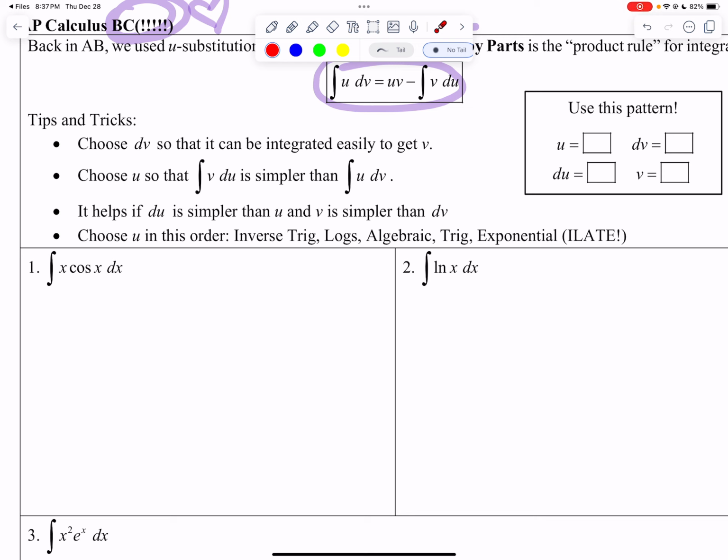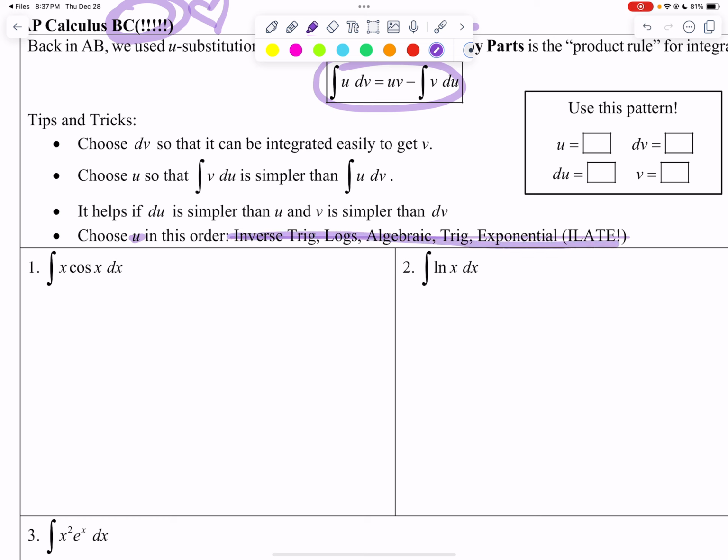So we're going to choose dv so that it can be integrated easily to get v. We don't want any nasty integrations, okay? We're also going to be choosing u so that we can take the derivative easily, obviously. It helps if du is simpler than u and v is simpler than dv. We're also going to be choosing u in this order. This one's going to be the most important tip.